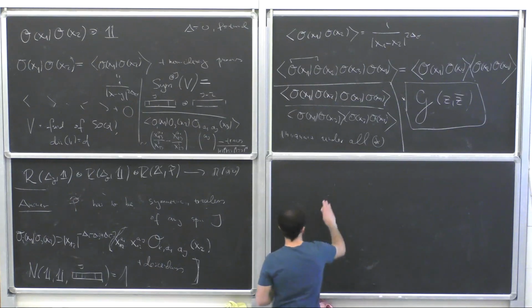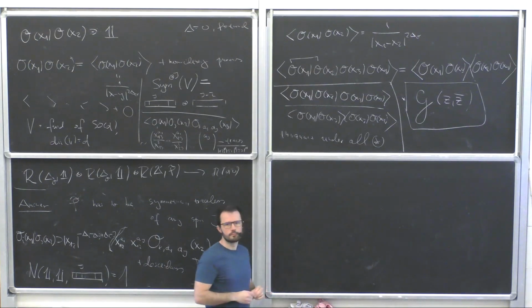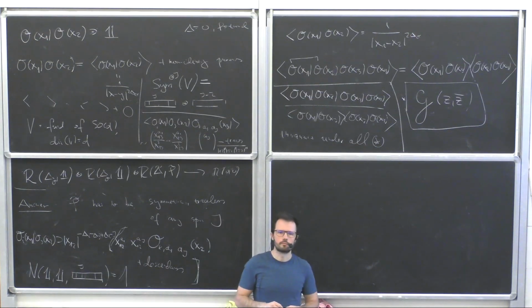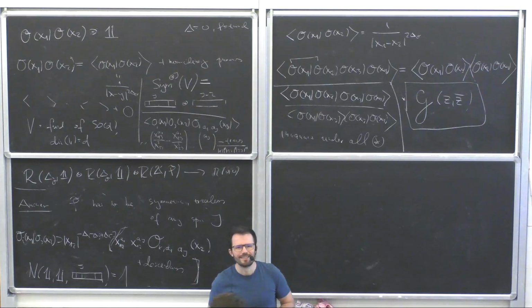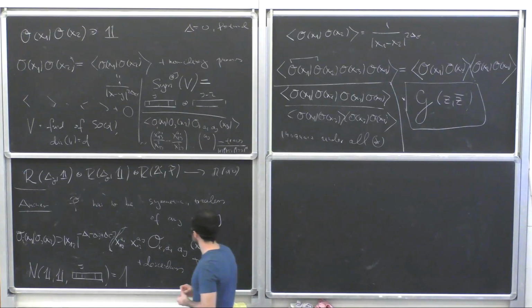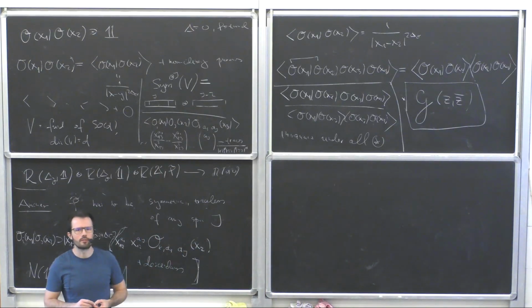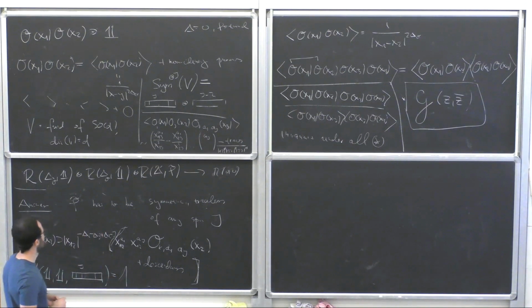Oh, sorry. Mm-hmm. For what? For getting a number. Which number? What is the number that you're referring to? The 4-point function? This.